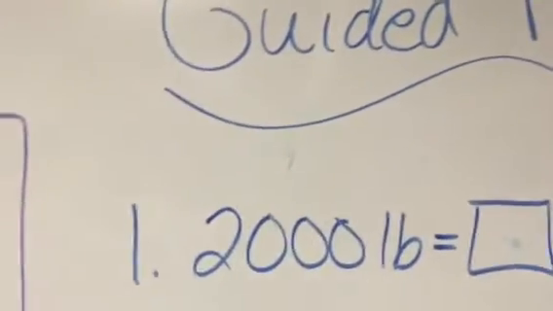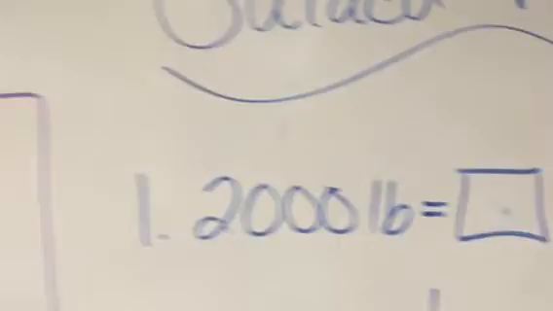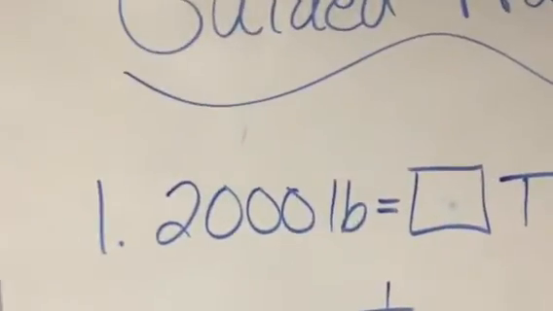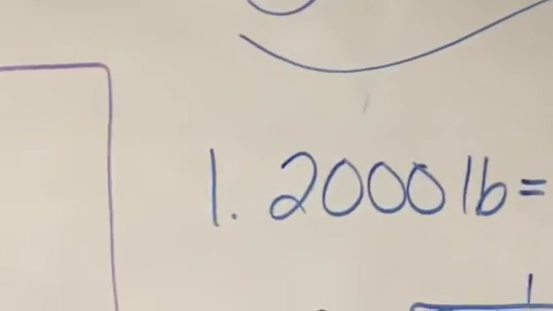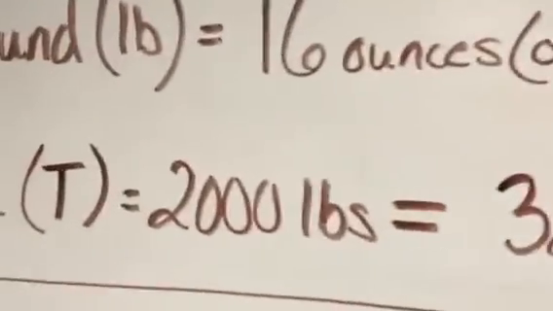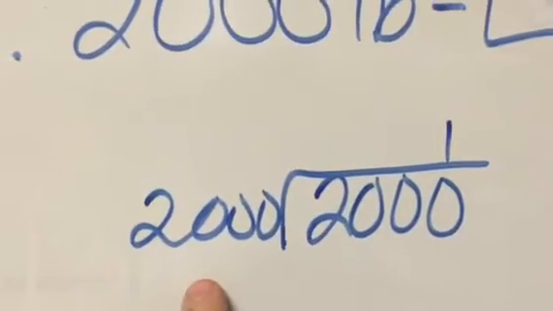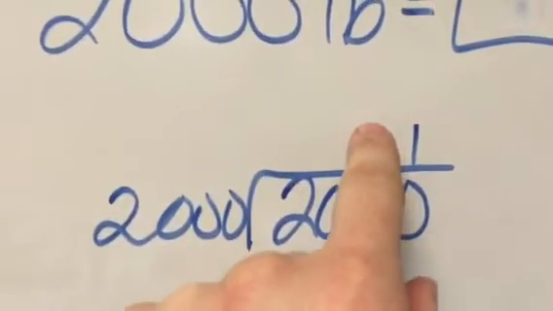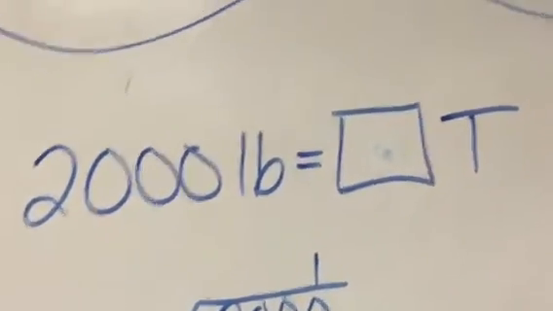Question number 1. If I have 2,000 pounds, how many tons is it? Well, I know that I'm going from smaller to larger, so I'm going to divide, and I look over here and I see there are 2,000 pounds in 1 ton. So I have 2,000, so I'll divide 2,000 by 2,000. That's pretty easy, and I get an answer of 1. So there is 1 ton in 2,000 pounds.